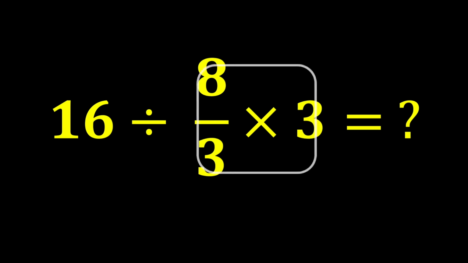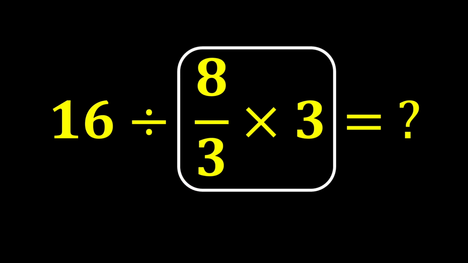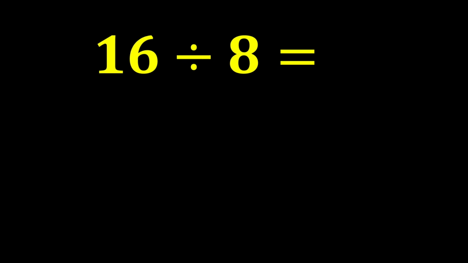First, we perform this multiplication, 8 over 3 times 3. This 3 and this 3 cancel each other out, and only 8 remains. In the end, 16 divided by 8 gives us 2.